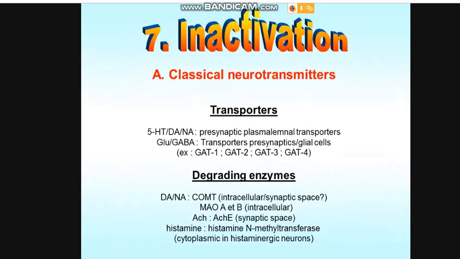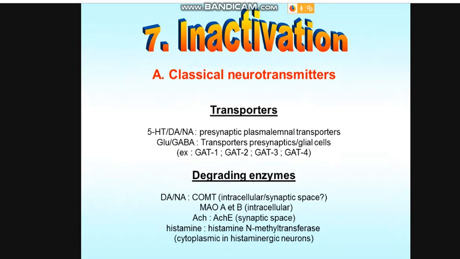So we progress, and I will speak here about one of the main points also proposed by Eccles, the inactivation. Looking at the tricks used by living organisms to destroy the neurotransmitter, I think this is an important point. So, for classical neurotransmitters, you have transporters and degrading enzymes.